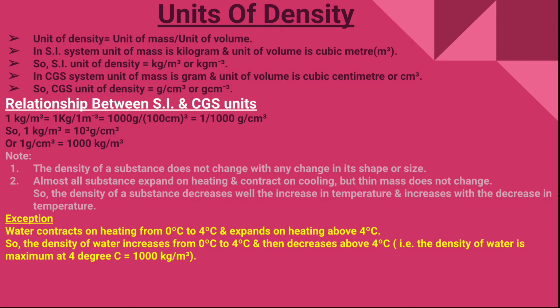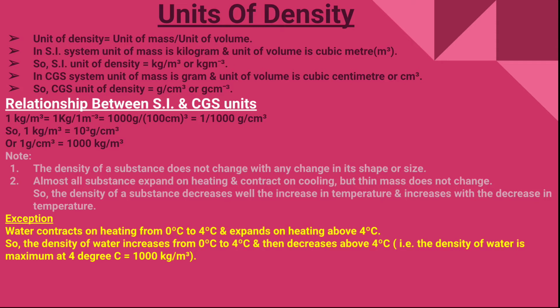In the CGS system, the unit of mass is gram and the unit of volume is cubic centimeter, or centimeter cube. So in the CGS system, the density unit will be gram per centimeter cube, or you can write g by cm cube, or g cm to the power minus 3.